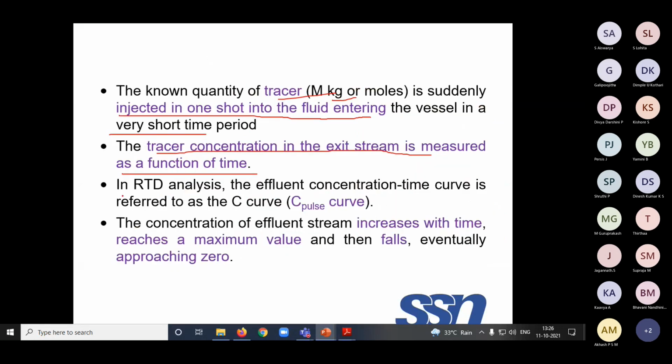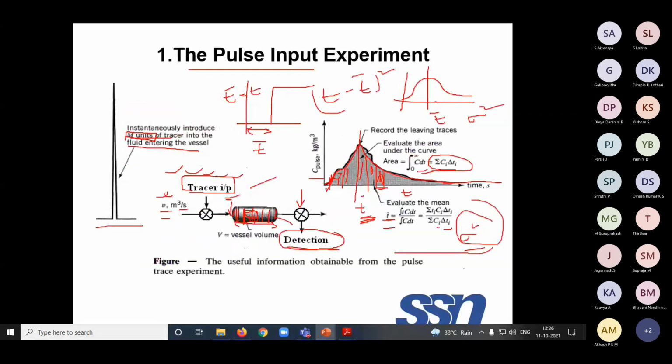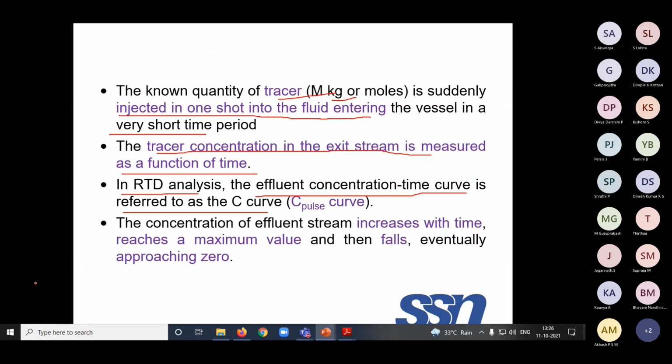In RTD analysis, the effluent concentration versus time is referred to as the C curve. This curve is nothing but the C curve. This C curve you have to write in terms of the E curve. The E curve is nothing but the exit age distribution curve. So once you get a C curve, the concentration of the effluent stream increases with time, reaches a maximum, and then falls, eventually approaching zero.